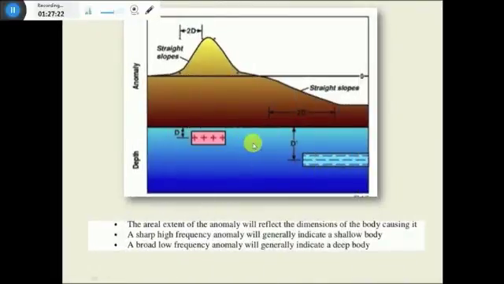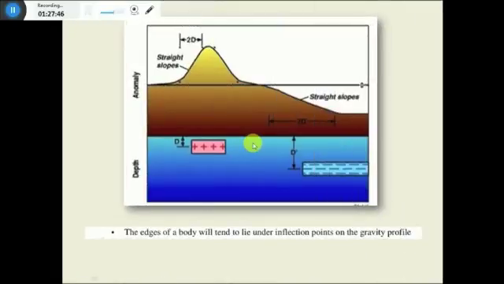And that's kind of what I said here. The areal extent of an anomaly will reflect the dimensions of the body causing it. So an anomaly will be as wide as the boundaries of the body. A sharp, high-frequency anomaly will generally indicate a shallower body. A broad, low-frequency anomaly will generally indicate a deeper body. Exactly like we said before, broad wavelength means it's deeper. The edges of the body will tend to lie under the inflection points on the gravity profile. So these are your inflection points. These are general rules of thumb that you can use to find the body.